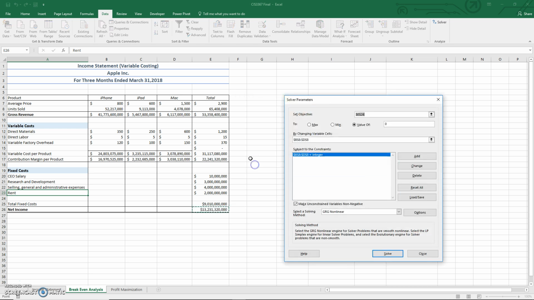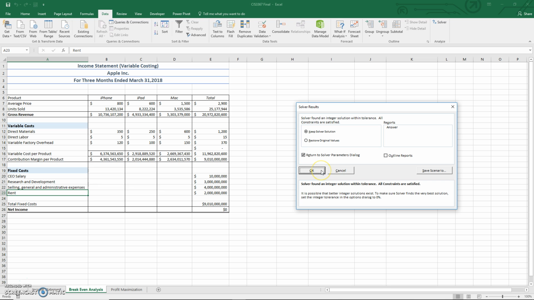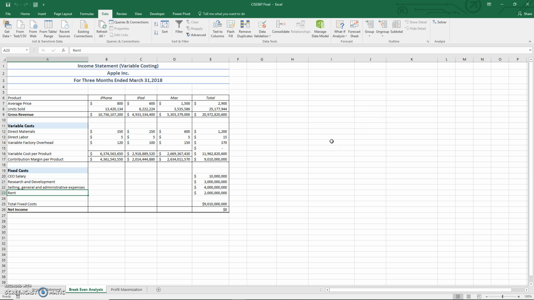I'll restore our original values here. 65 million, one more time, 25 million. As you can see, this is an unrealistic outcome for Apple, as they'll have to sell only 25 million products worldwide to break even compared to the 65 million they actually sold in Q2.